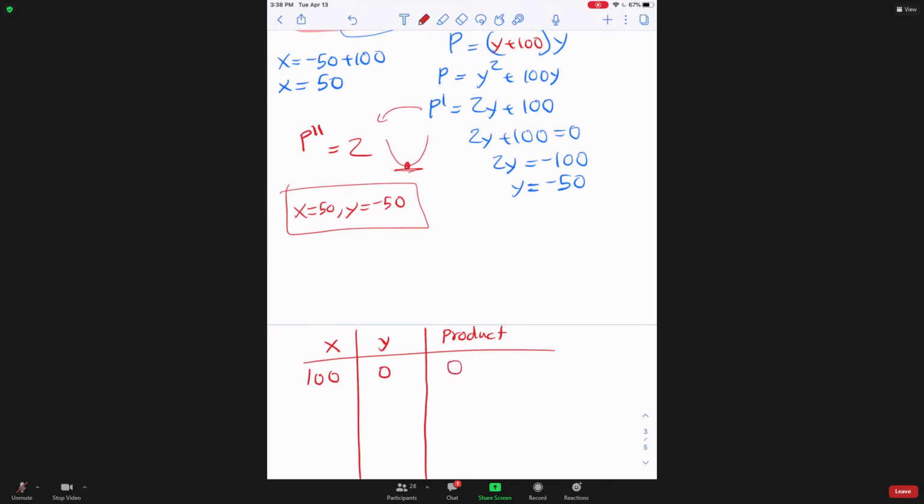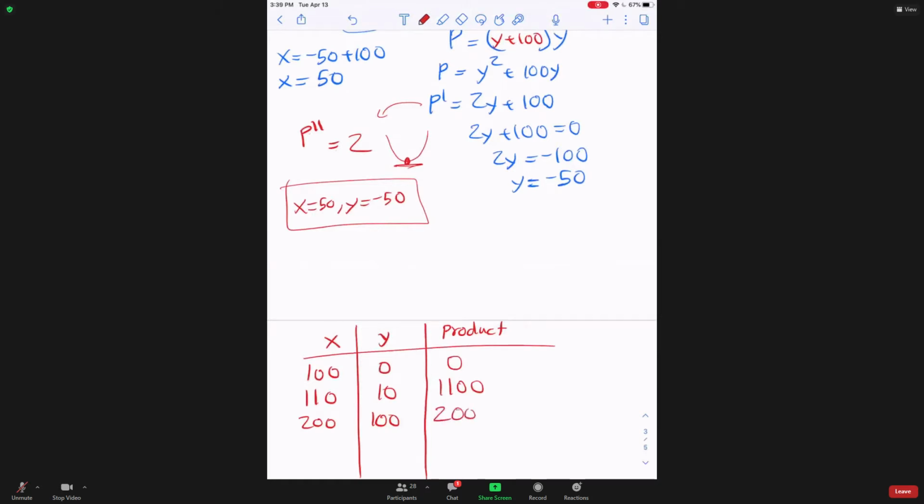Thank you for helping me. Well, what if I want 110 and 10? What's the product there? 1100. Okay, it's getting bigger. What if I said 200 and 100? They have a difference of 100. 2 and 4 zeros, 20,000.